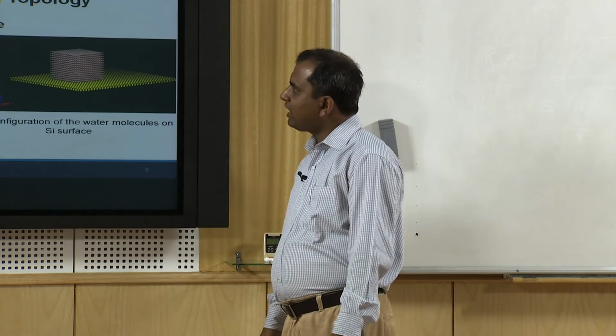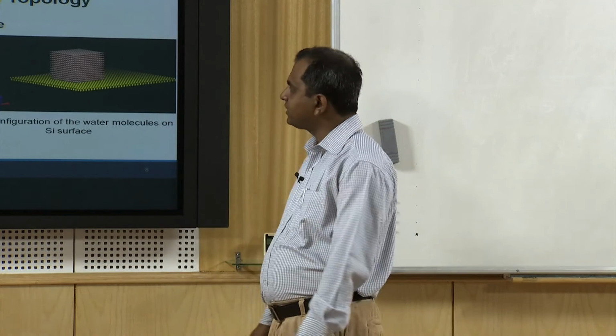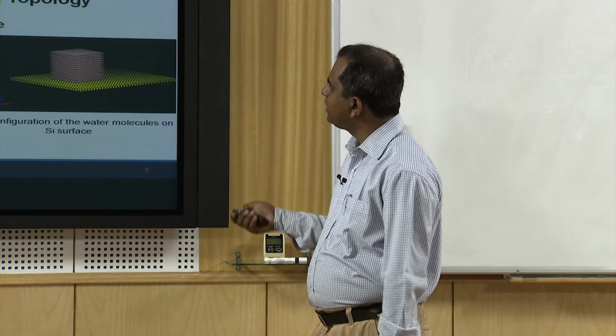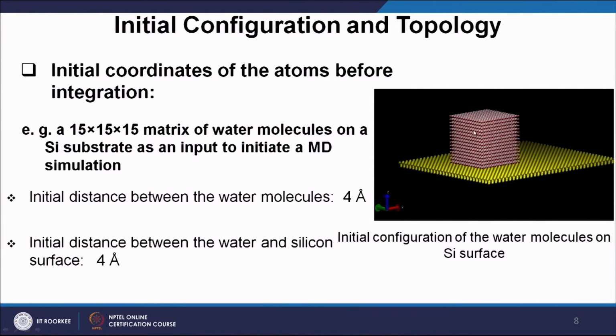Next, let us see how we can place the initial configuration for the simulation. Here I have shown you that these yellow colored molecules are actually your diamond cubic structure of silicon, okay, and over that we have created one water box. So, the red colored things you find over here are actually your oxygen, and white colored atoms are actually hydrogen, okay.